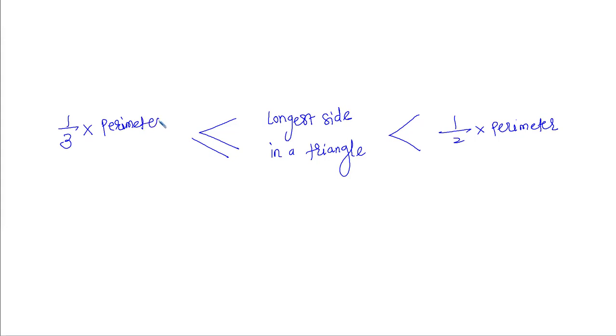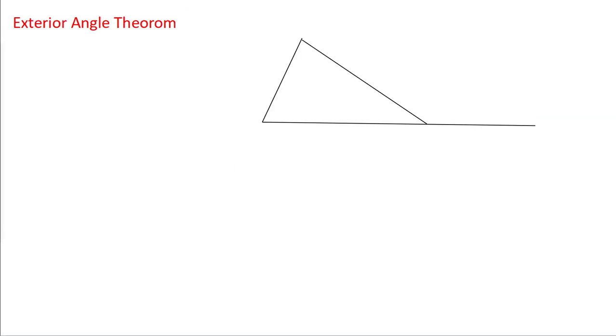Okay, so let me repeat this property. In any triangle, the longest side is always greater than or equal to 1/3 of the perimeter, but it is always less than half of the perimeter. Okay everyone, the next property in triangles is the exterior angle theorem.